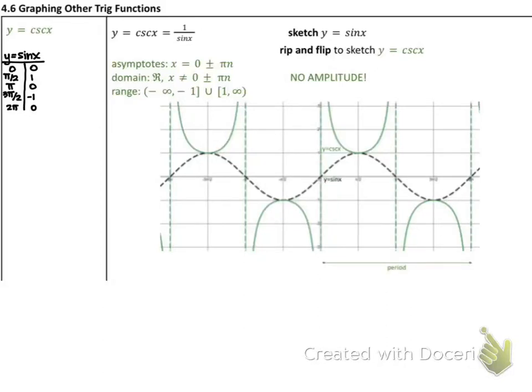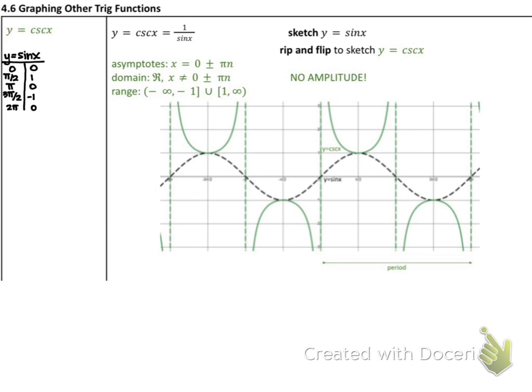Okay, graphing secant and cosecant graphs. There's a couple of ways to do this, but we may as well just use what we already know. We know that cosecant itself, by definition, is the reciprocal of the sine function. So when we take a look at the table for the sine graph, all of the x's are going to stay the same, like 0, pi over 2, pi, 3 pi over 2, 2 pi. Those are just the angles, those are the x values.